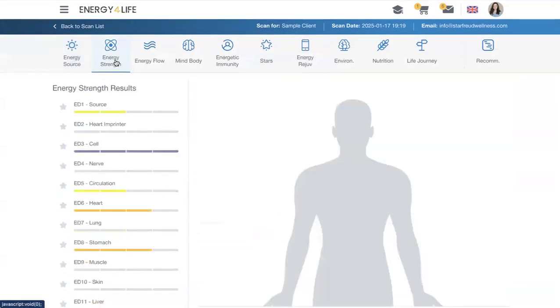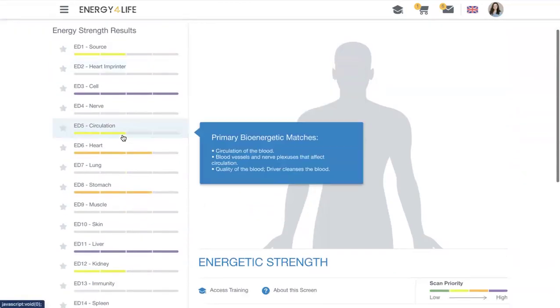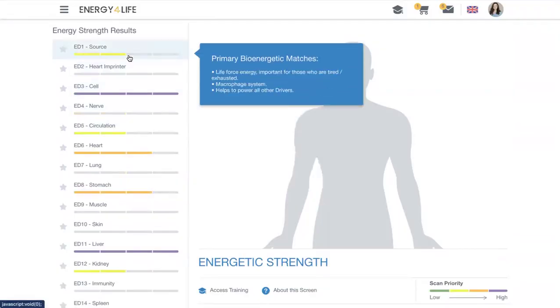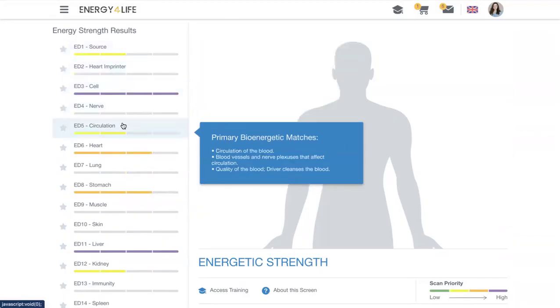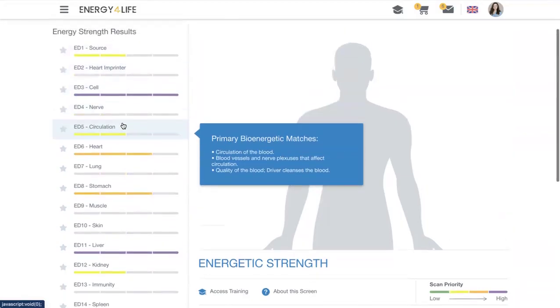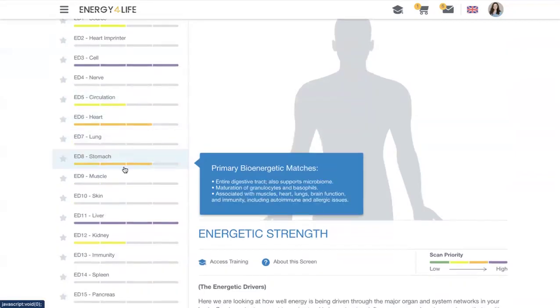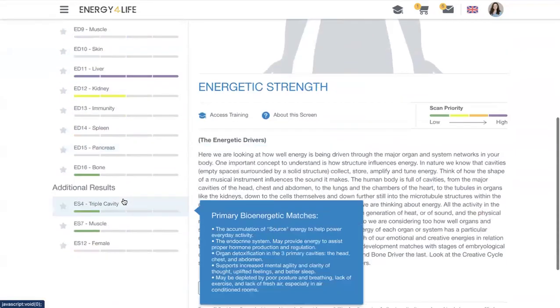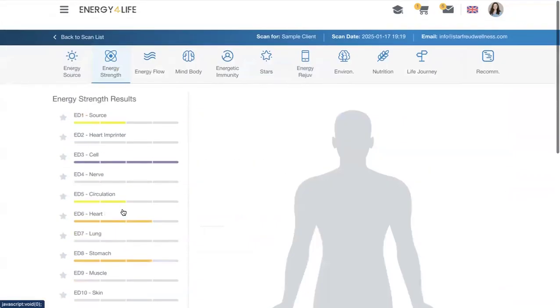So the next one we'll look at is how strong your energy fields are. We're looking at different things such as your source, your core energy, if you're feeling absolutely drained or wiped out, working with the nervous system, how things work within circulation, down to various organs, and to hormones as well.